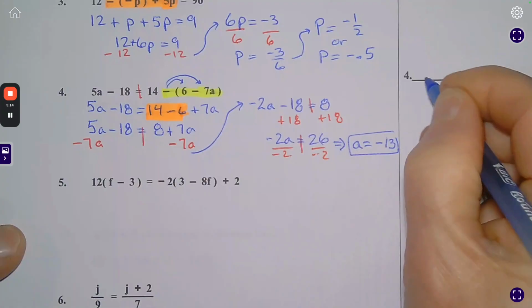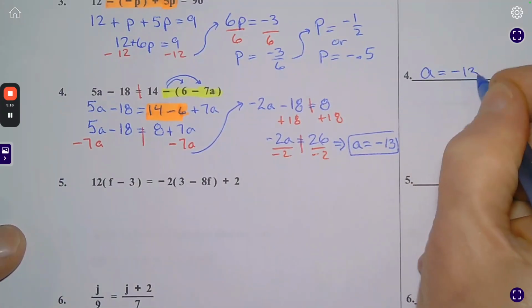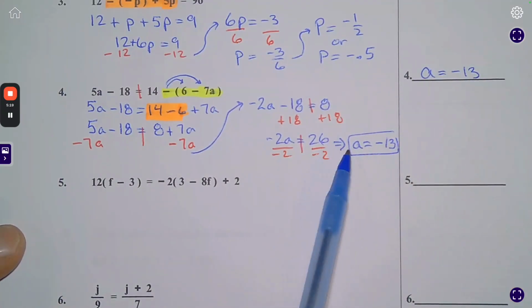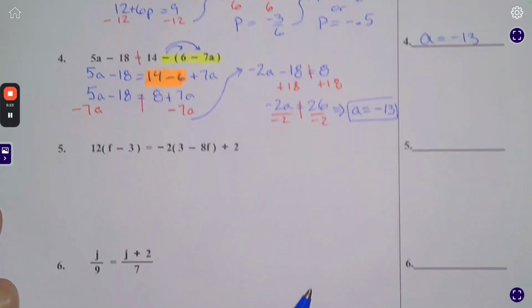That's it. The goal is to find out what one of the variables equals, right? What does 1a equal? What does 1p equal? That is my goal. All right, moving on.